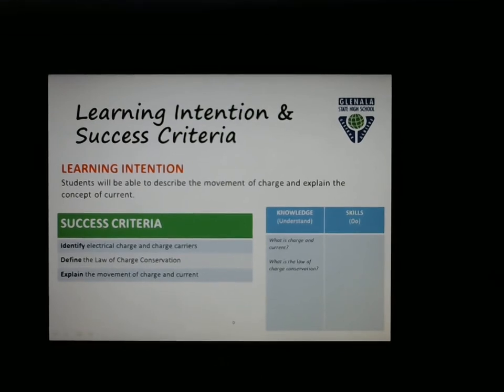And then secondly, well, what is the law of conservation of charge? Sometimes it can be phrased in a few different ways, so law of electrical conservation, or law of charge conservation, or the law of conservation of charge. A few different things we can throw out there, okay? But it all means the same thing, so let's get into it.